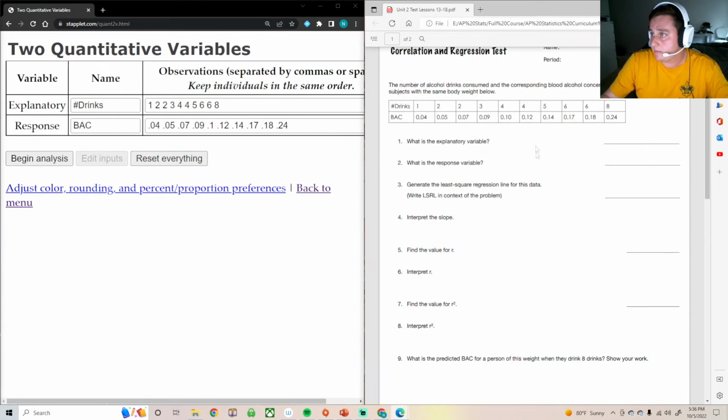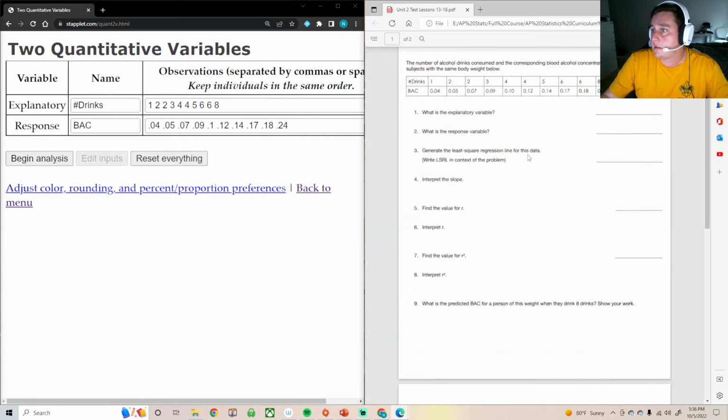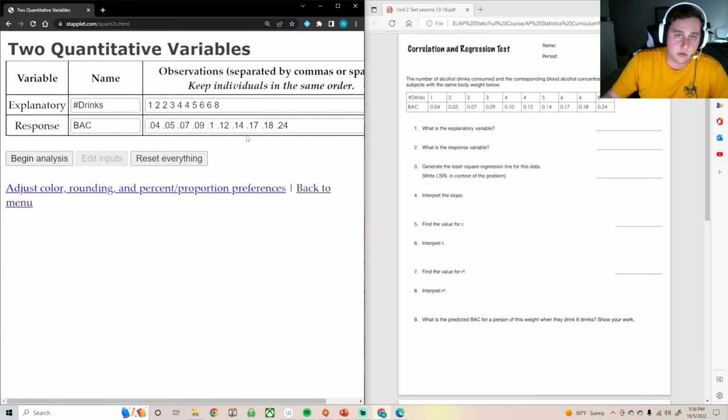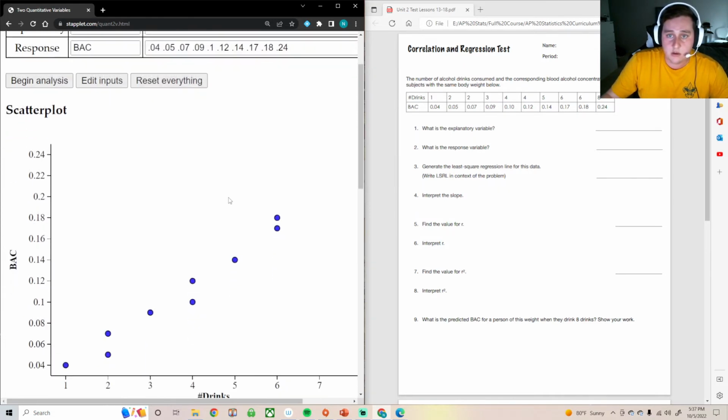So what I've got here is this thing. I've got this data pulled up, and then over here I've already typed it into Statlet. You can use any graphing calculator you want, but I find Statlet to be very simple. So you type in the data in order. That's very important. Then hit begin analysis, and it'll give you the scatter plot.